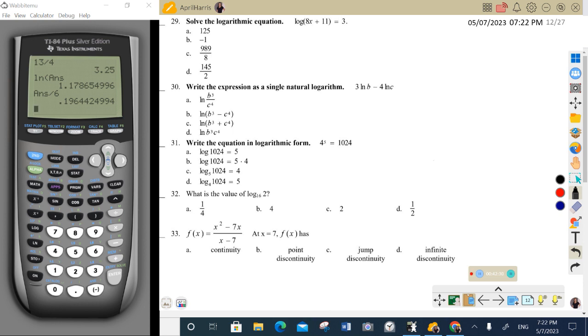29, we're solving for x, and we have one log. So when you have one log, you want to rewrite the log as an exponential. The base on this log, there is no base, so it's 10 to the third power. So I'm going to rewrite it as 10 to the third equals the stuff inside. You rewrite your logarithm as an exponential. So I got 10 to the third, and then I'm going to minus 11 from both sides. So that's 1,000 minus 11. You can type it in your calculator like you see it.